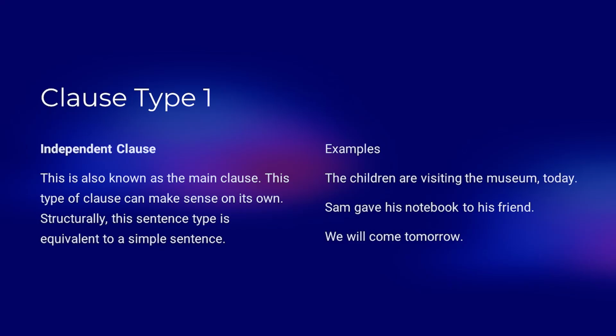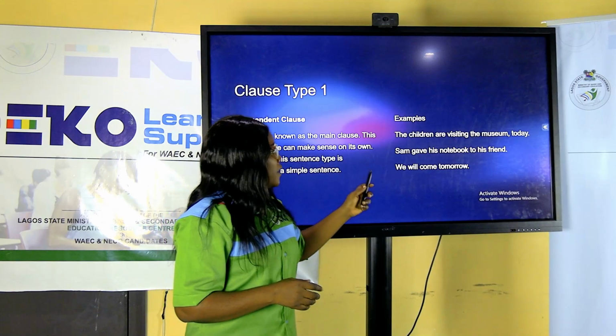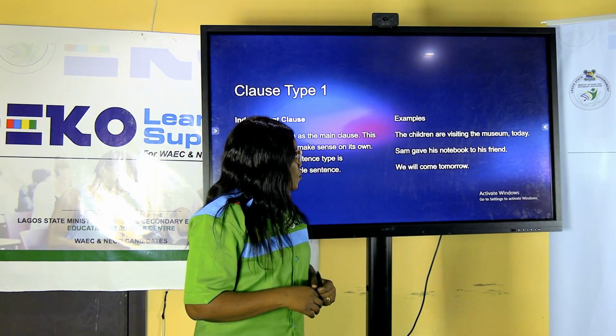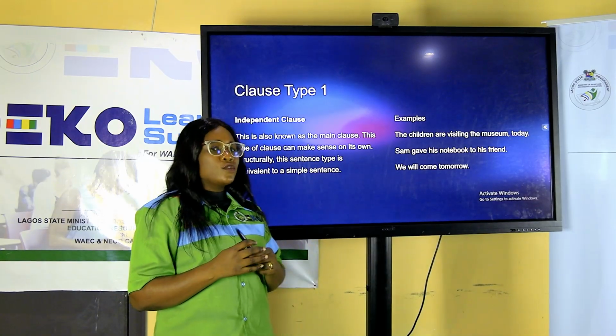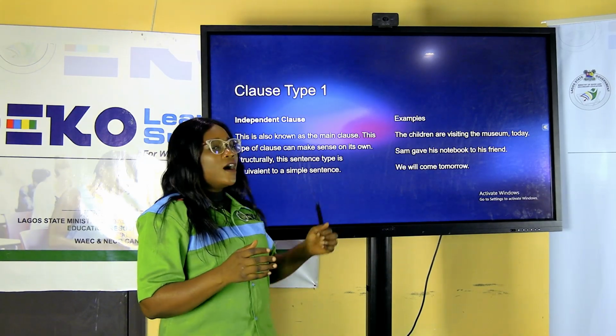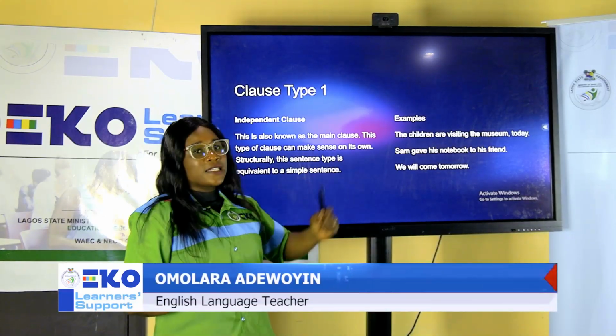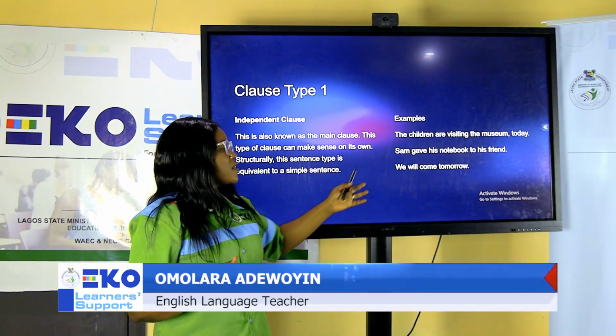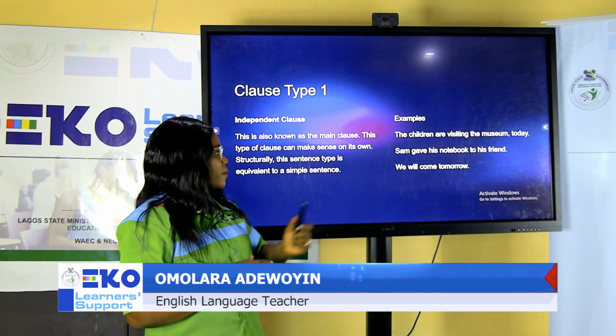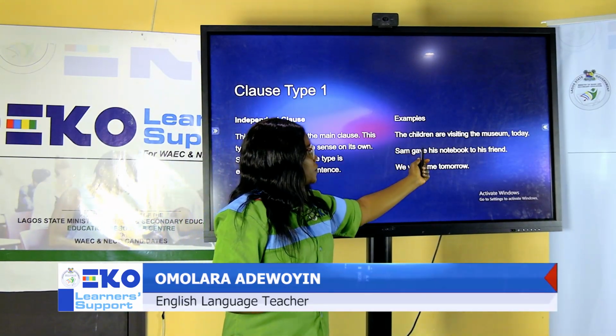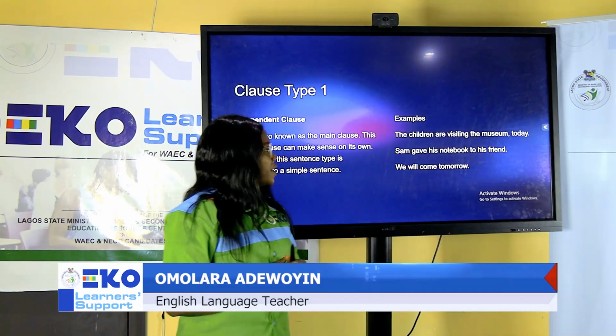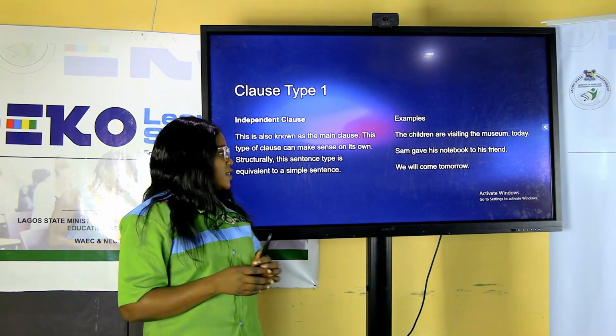We have examples here. The children are visiting the museum today. Sam gave his notebook to his friend. We will come tomorrow. All of these are independent clauses and, of course, simple sentences. We have the subject and we have the predicate in each of these sentences.